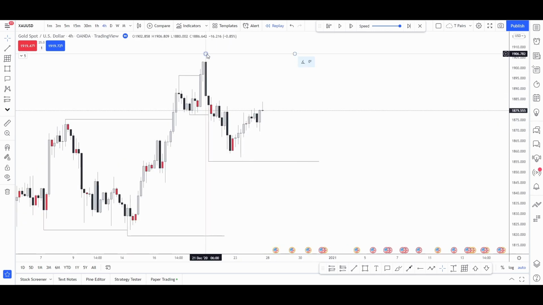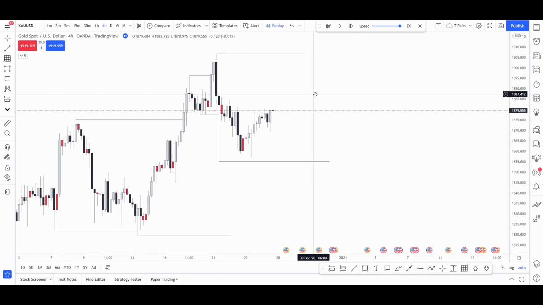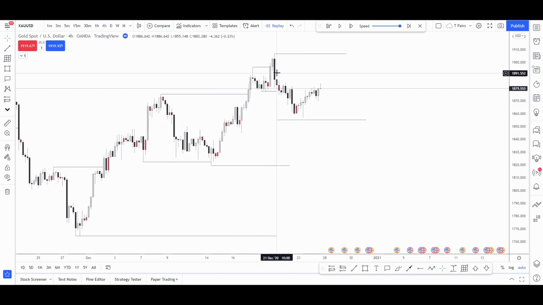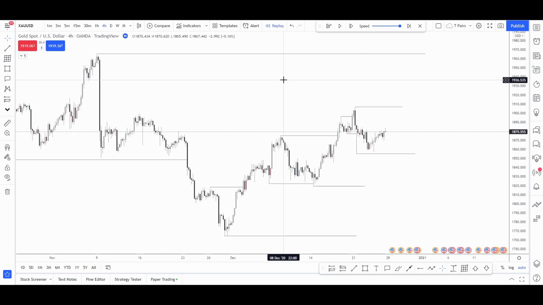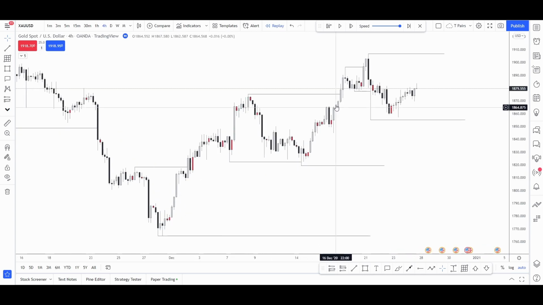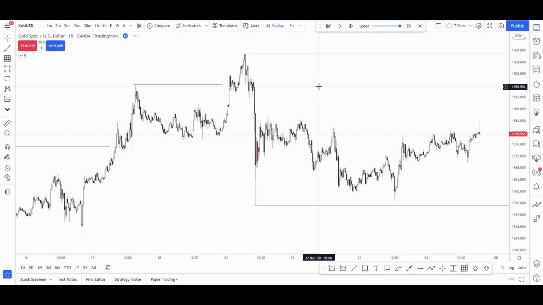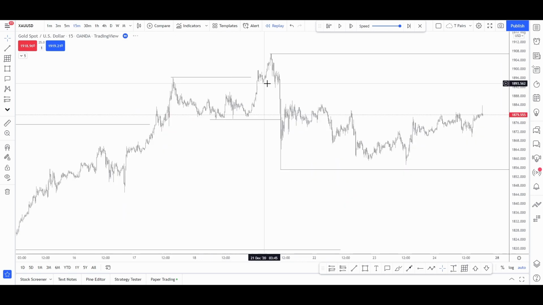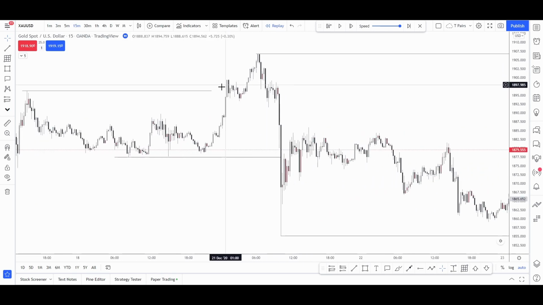So the new range is between here and here. We could essentially drop down to a lower time frame now and start marking things up on a chart. Let's just have a quick thought about this. Yeah, let's drop down to the 15-minute and see if there's any information that we can gather. So on the smaller time frame, let's just bring that up.